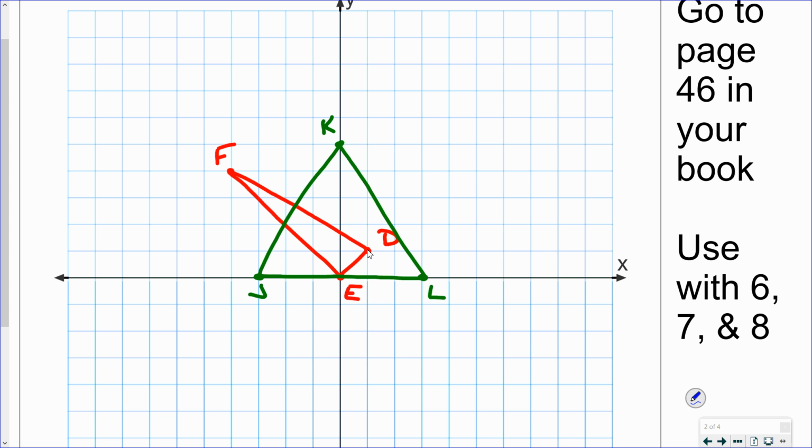And then my final figure that I'm going to put on this coordinate plane is number 8. The first point for number 8 is P, and P is at 3, 2. So there's P. And then Q is at negative 1, 2. So there's Q, kind of right inside there. And I'm going to go ahead and connect P to Q.